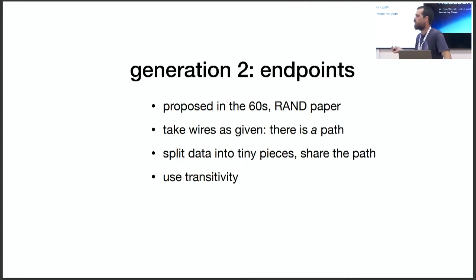And if you split the data into tiny pieces, you can share that path. You can't monopolize the path like you would in a circuit switched network, but you can share it. And then you can use transitivity to make the network somewhat autonomous. And that is really two quite simple things. You put the endpoint addresses in the data, and then when you receive a piece of data, if it's not for you, you try to send it on. That's it.